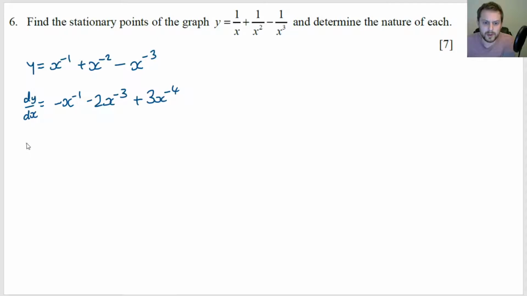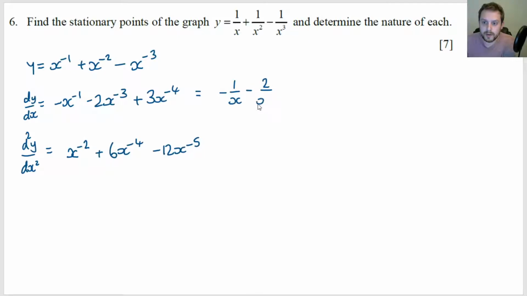And because I'm going to have to do the second derivative test, I'm going to do d2y by dx squared as well. So we've got to differentiate again. So times by the power, knock 1 off the power, times by the power, knock 1 off the power, and finally times by the power, knock 1 off the power. Now I'm actually going to tidy both of these up. So I've got minus 1 over x, minus 2 over x cubed, plus 3 over x to the 4.